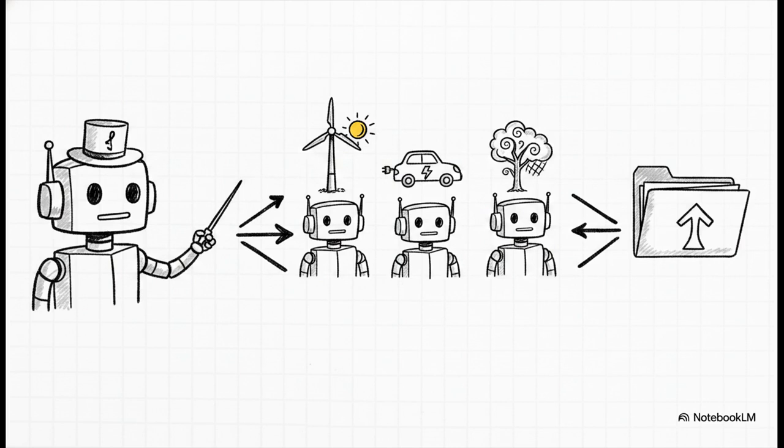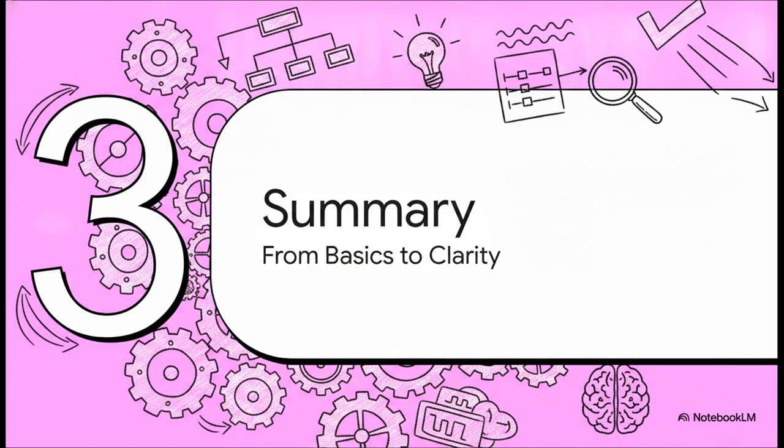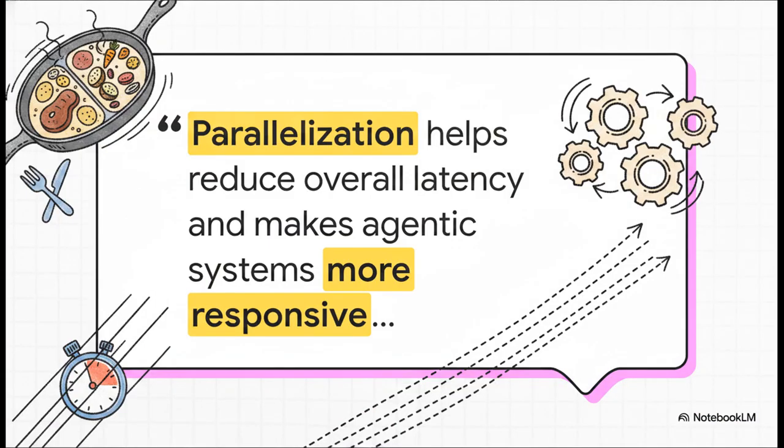Only when all 3 are completely finished does a final merger agent step in to synthesize their independent findings into a single, highly structured report. It's incredibly efficient. Section 3. Summary. From basics to clarity. You know, it is pretty amazing how complex architectures ultimately boil down to such simple logic. Let's briefly recap the journey we just took.